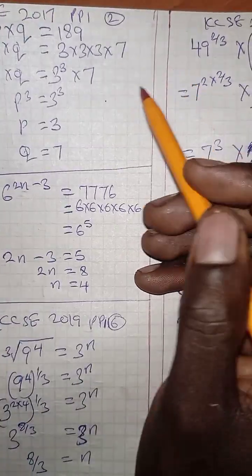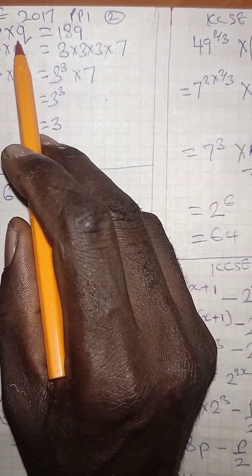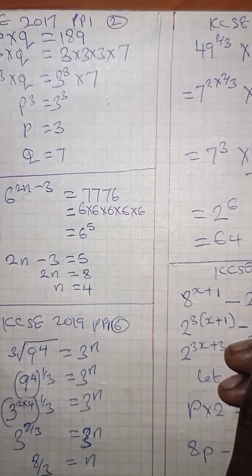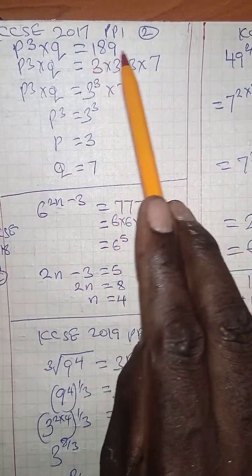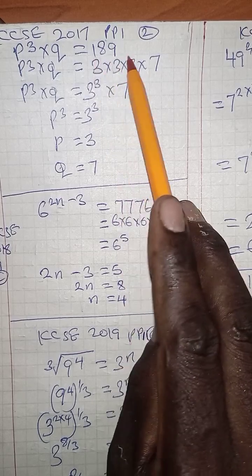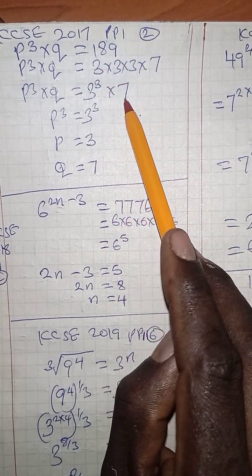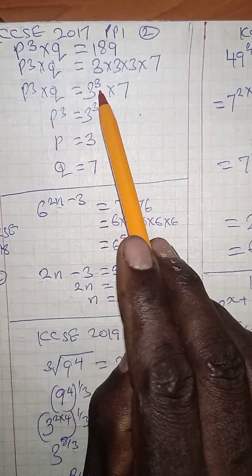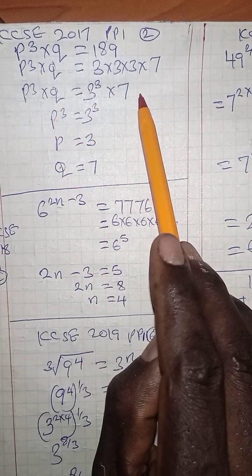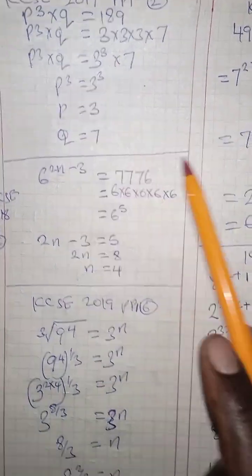Now we have another sum. We have been told p cubed multiplied by q is equal to 189. What is the value of p? What is the value of q? You get the prime factors of this number. It is 3 cubed times 7. Now you can see p cubed is equal to 3 cubed, and q equals 7. So p is 3, q is 7.